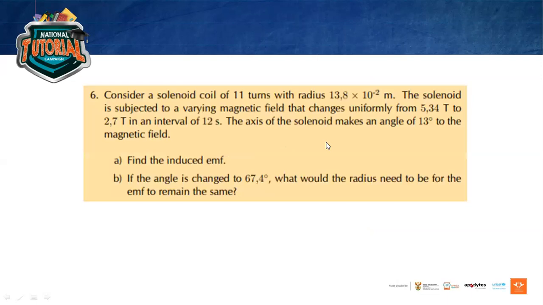Guys, make sure that you stick to the units. For example, if here they had written 13.8 millimeters or 13.8 centimeters, make sure, guys, that you do not just copy and paste it the way it is. You're going to have to say 13.8 times 10 to the power minus 2. So make sure you get your SI units very, very correctly. Even here, if they said mT, then you'd have to say 5.34 times 10 to the power minus 3. So those are things that you always need to make sure that you do correctly.